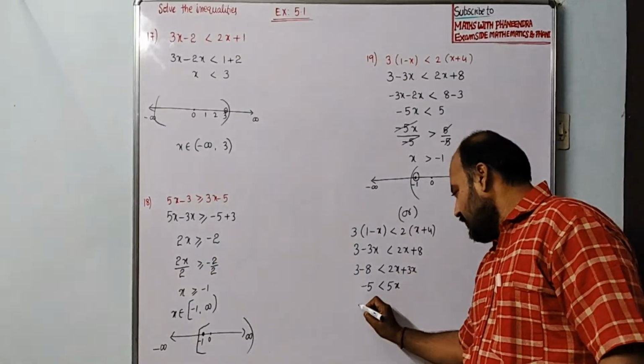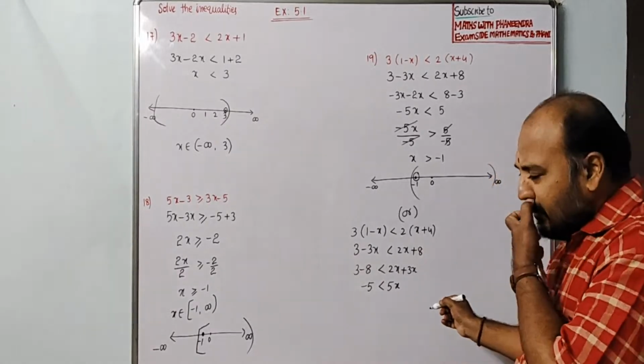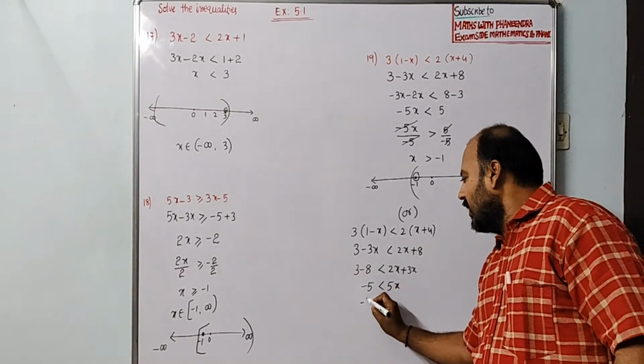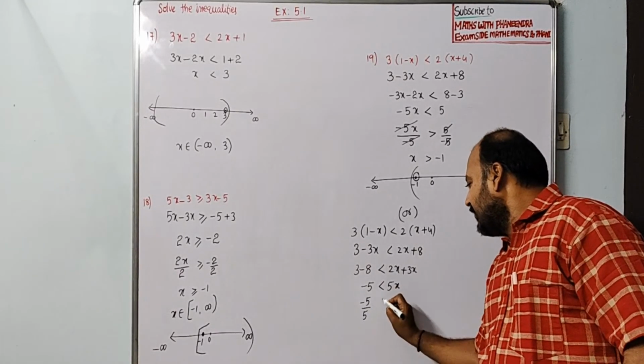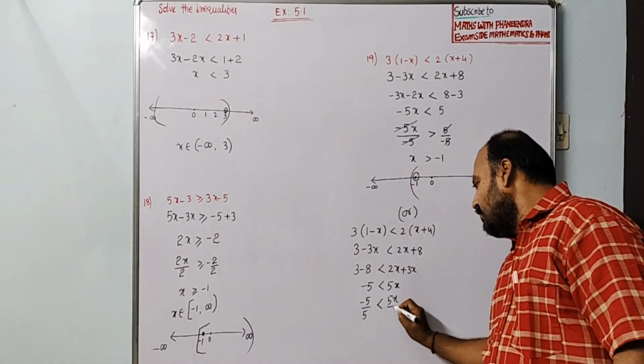Dividing by 5. Even here the x coefficient is there, no? So dividing minus 5 by 5 is less than, we are dividing with positive 5. So 5x divided by 5.